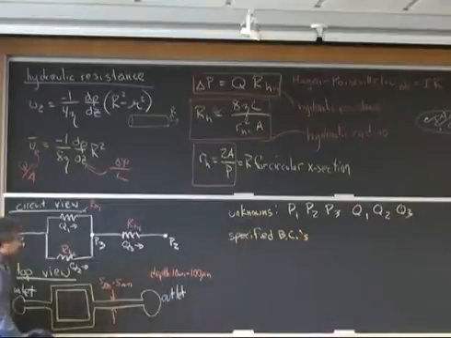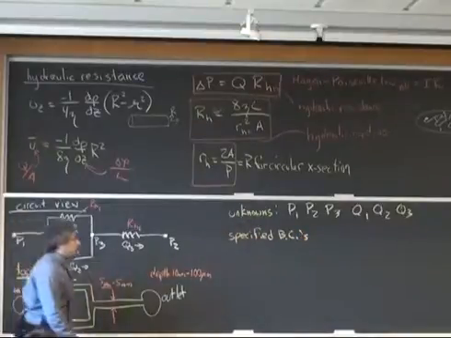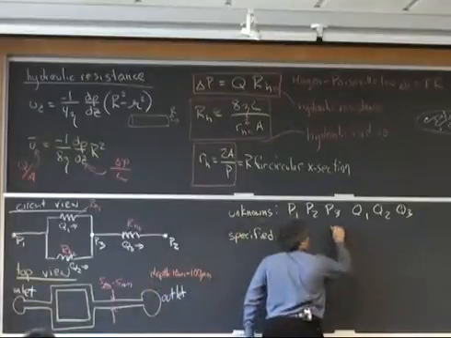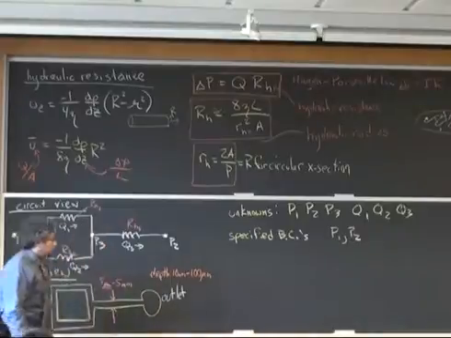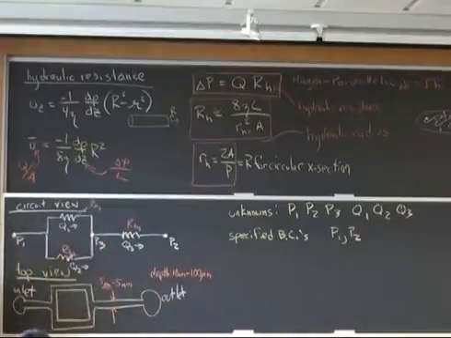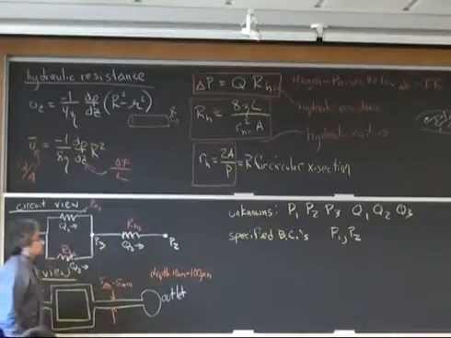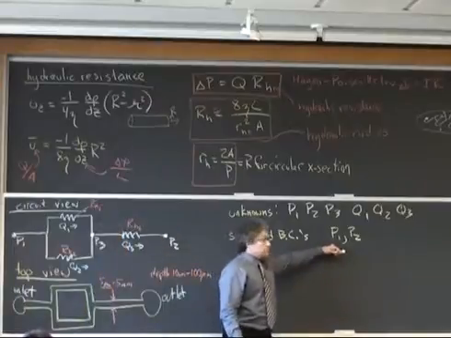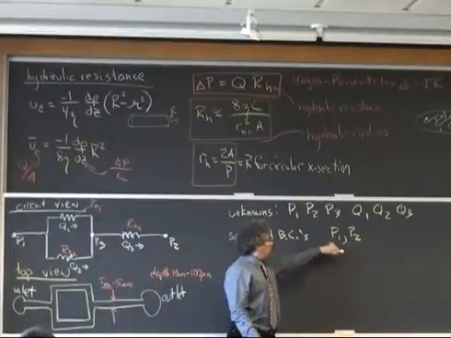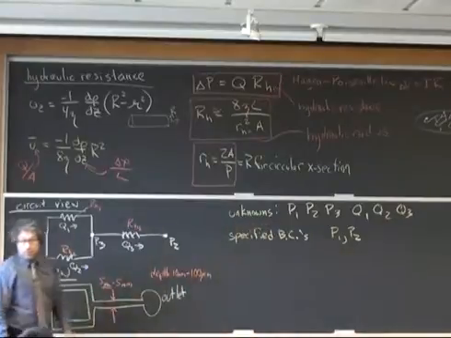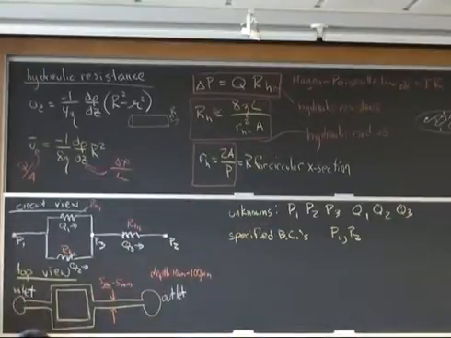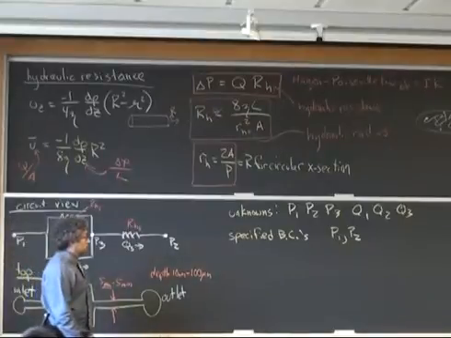To make this a well-defined problem, I have to say what the pressure is at the inlet and the outlet. So I can say that P1 and P2 are specified by the problem. And then beyond that, I have 6 unknowns. 2 of them are now known because I've specified them as boundary conditions. I need 4 more relations to complete this problem and basically make it a 6x6 set of linear equations.